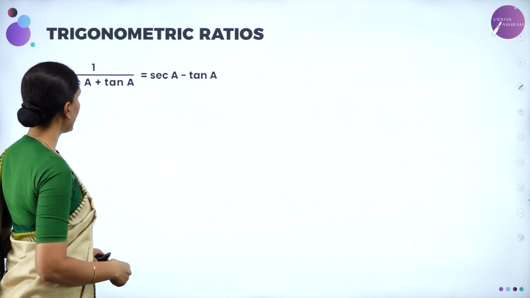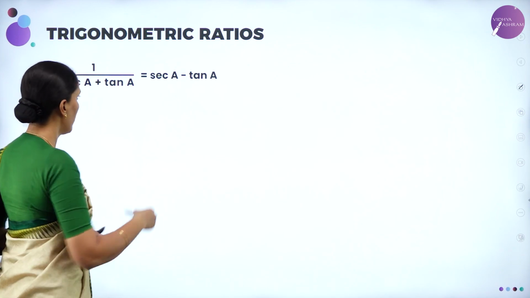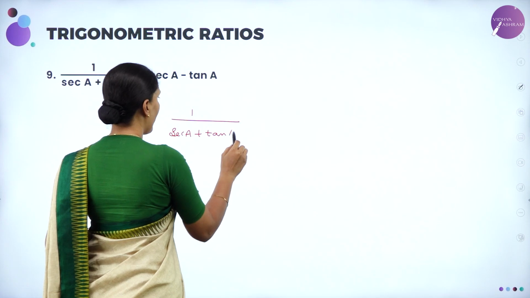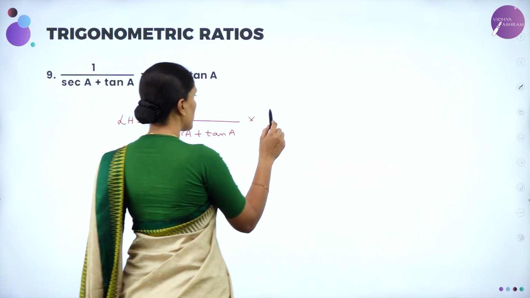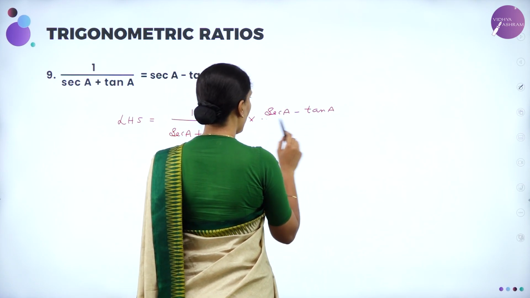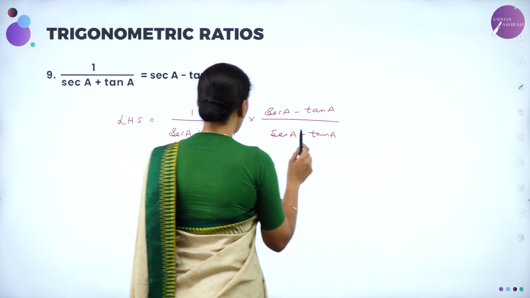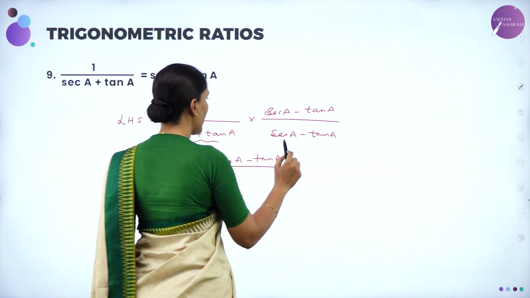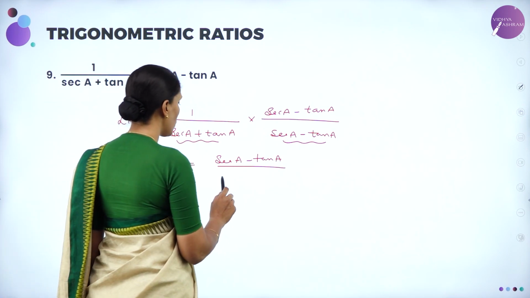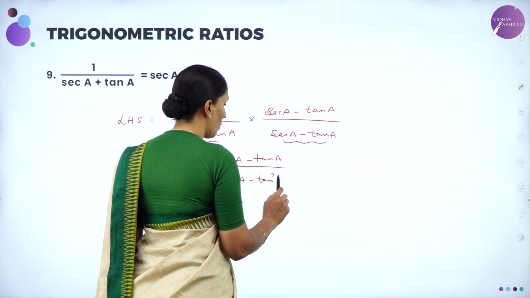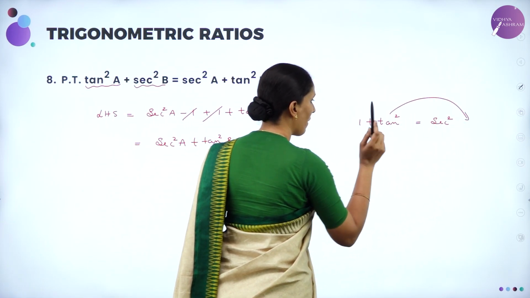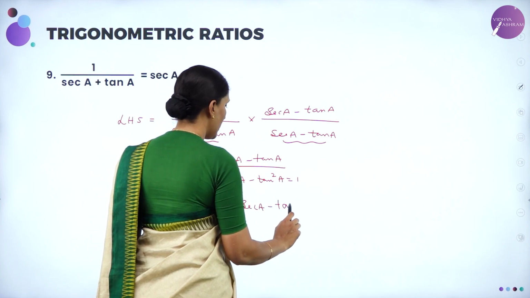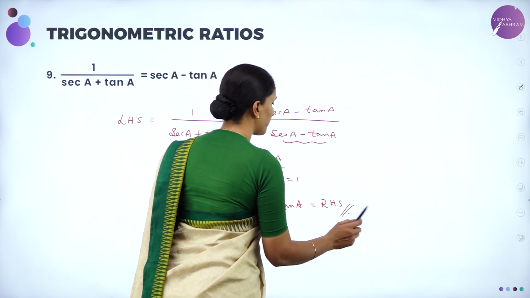Next question. 1 divided by secant A plus tan A is equal to secant A minus tan A. Now here, let me consider the left hand side. So we have 1 divided by secant A plus tan A. So I'll rationalize the denominator by taking the conjugate of this term. So conjugate will be secant A minus tan A divided by secant A minus tan A. Now numerator is multiplied with 1, so it remains the same, secant A minus tan A. Denominator is in the form of A plus B, A minus B, which can be written as A square minus B square. So this becomes secant square A minus tan square A. What is the value of secant square A minus tan square A? When tan square A goes to the other side, the value is equal to 1. So therefore, this is equal to 1 and hence the remaining value is secant A minus tan A, which is the right hand side.